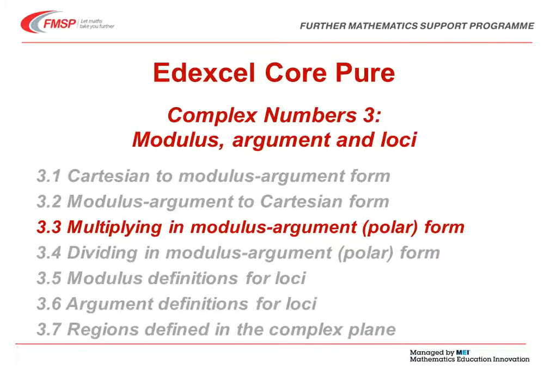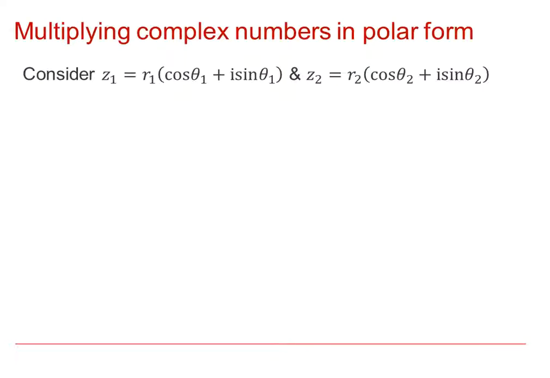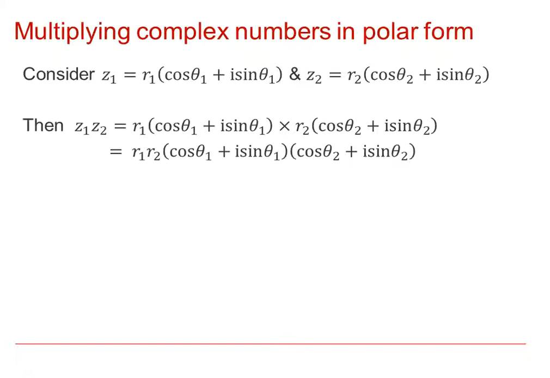EDX Core Pure, complex numbers 3, modulus, argument and loci, multiplying in the modulus argument form. Here we have two complex numbers z1 and z2 which have already been put into the modulus argument form, as you can see, and what we'd like to do is to multiply them together.